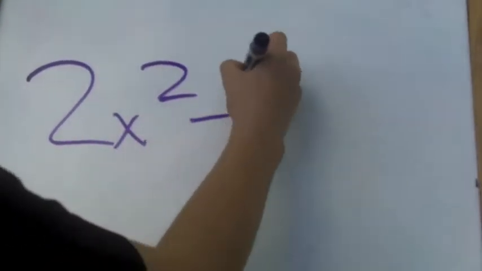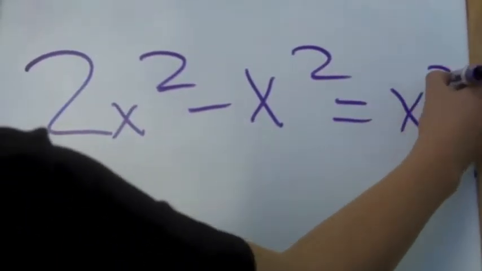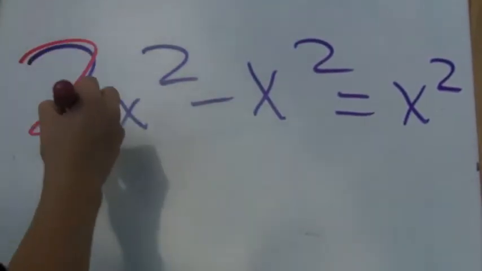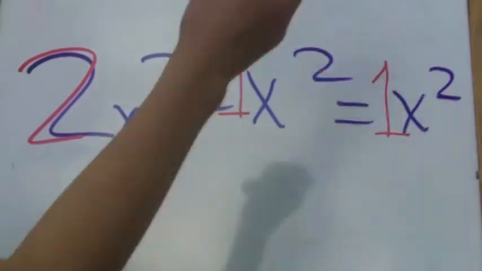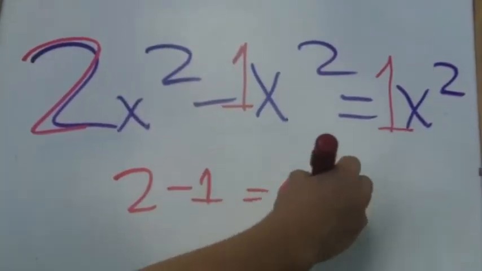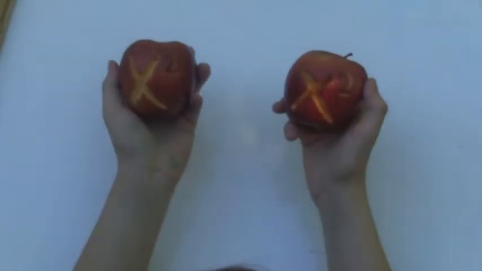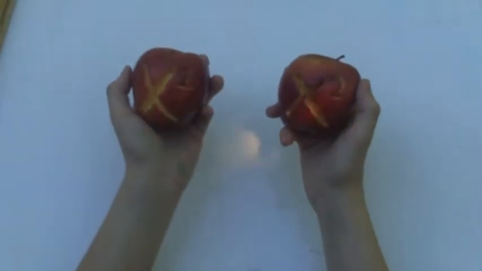Similarly, 2x squared minus x squared equals x squared. We know this by looking at the coefficients. 2 minus 1 equals 1. If we have 2 apples and we take away 1, we're left with 1 apple.